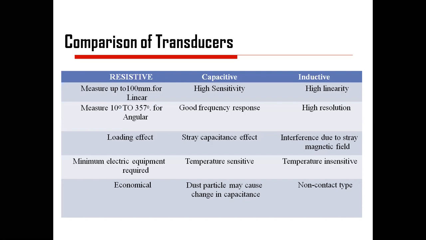In resistive type, it is load effective. In capacitive, stray capacitance is effective. And in inductive, interference due to stray magnetic field. There is a chance of stray magnetic field interference due to environmental condition. Then in resistive one, minimum electric equipment required. Then capacitive is temperature sensitive. Inductive is not temperature sensitive, but temperature insensitive.